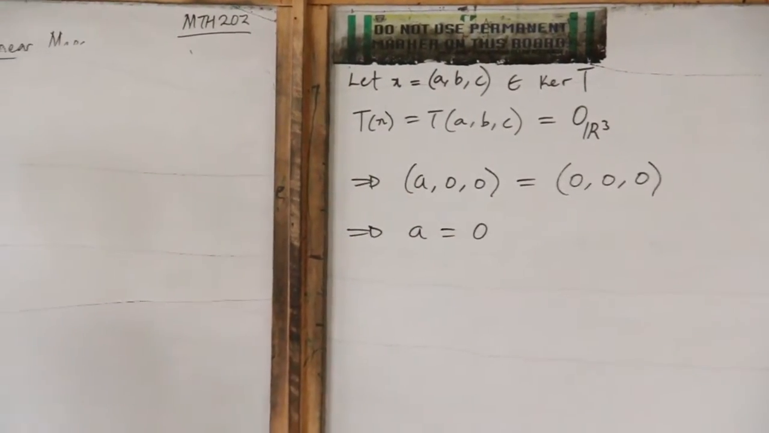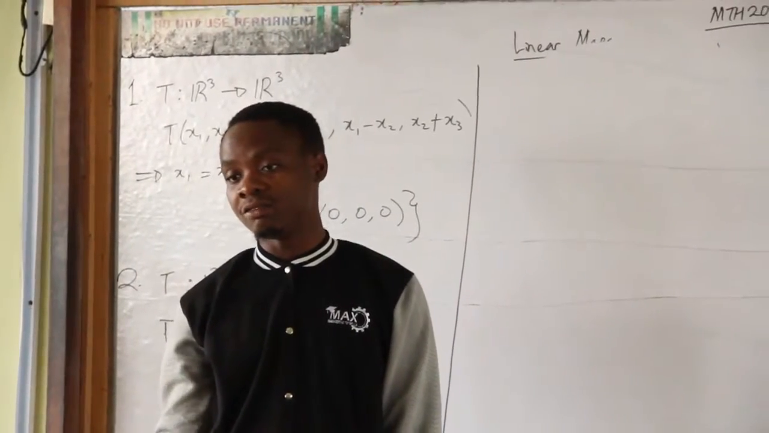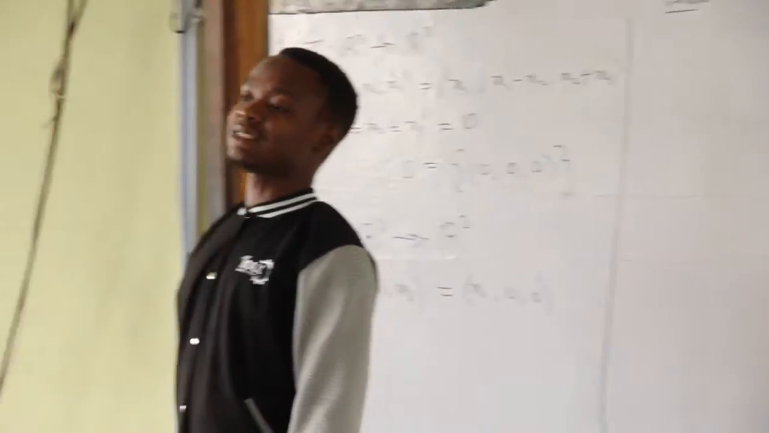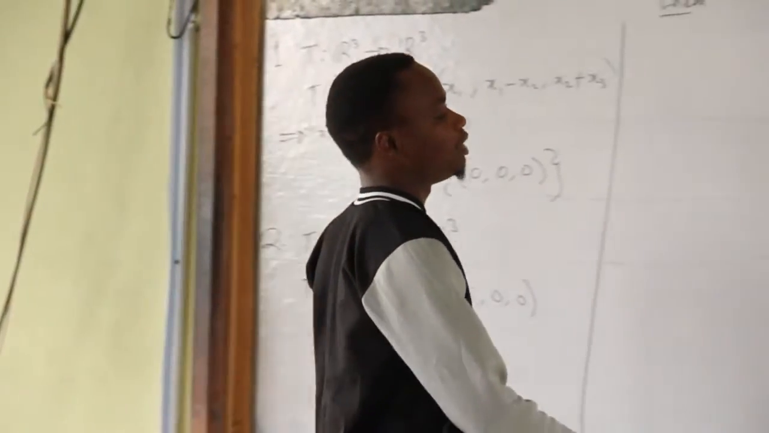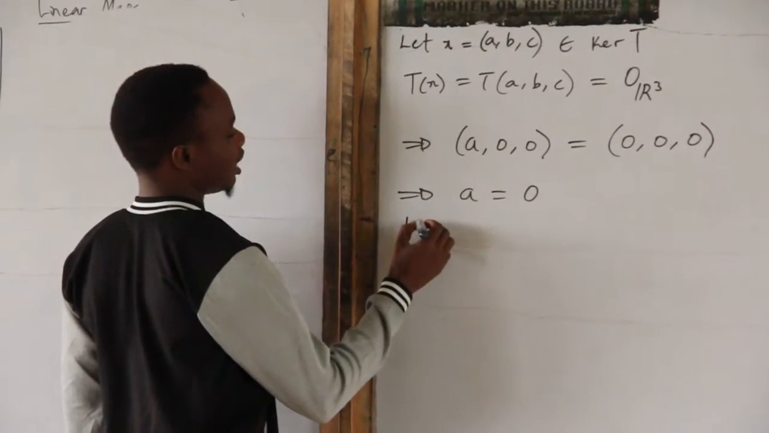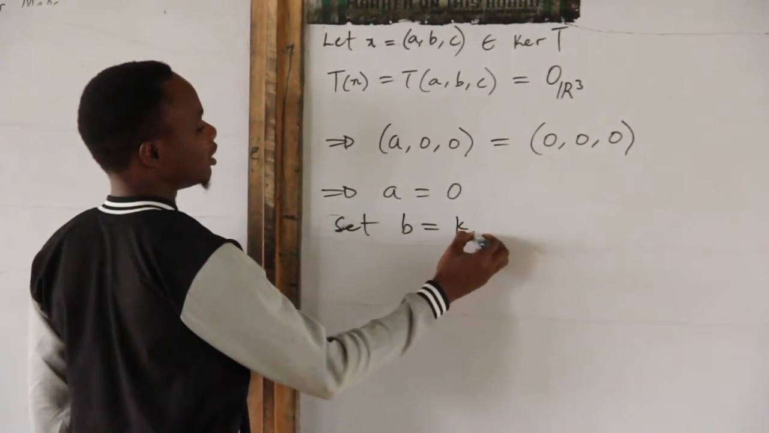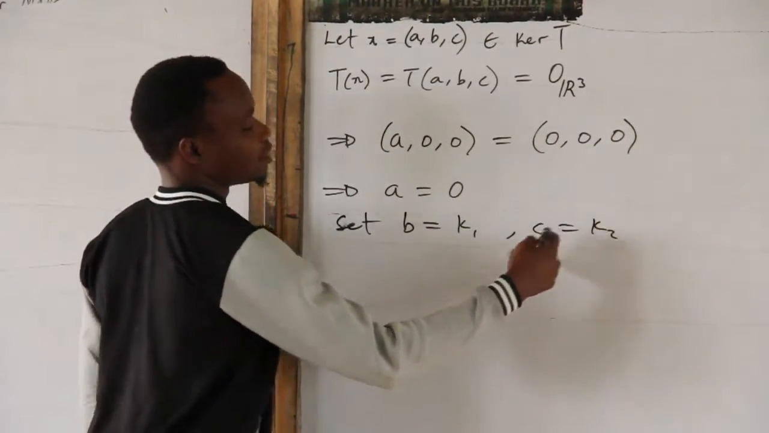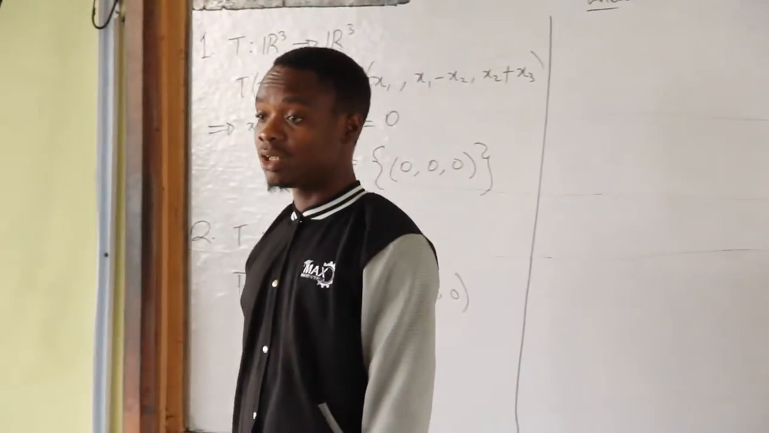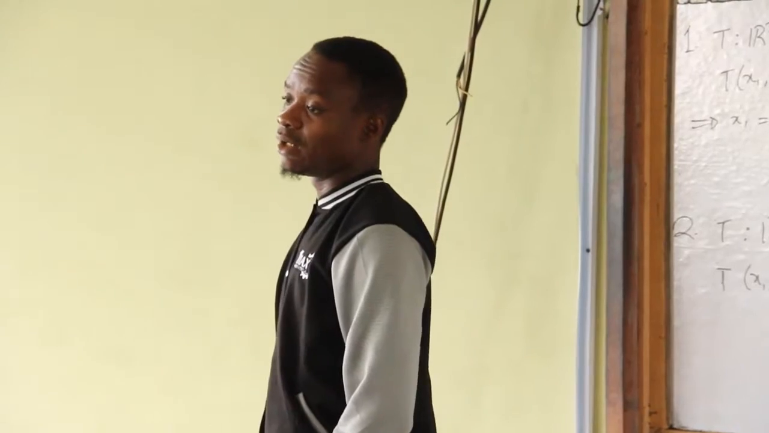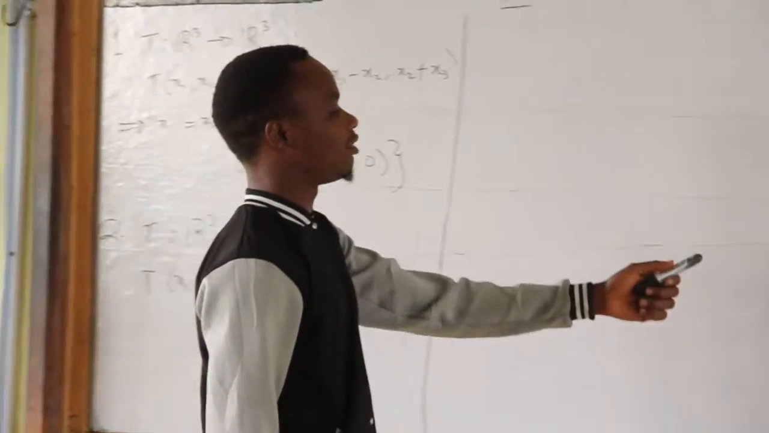That's the only restriction. B and C can carry any value. Is that clear? That means B and C are going to be free variables. So B and C can be any value. So we now set B equal to, let's say, k1 and C equal to k2, because they can be any values. They are not necessarily 0. It can be just anything. So I'm free to choose whatever value I like for them.